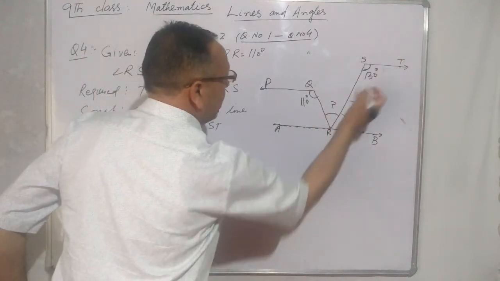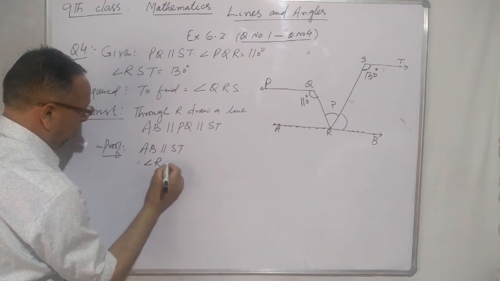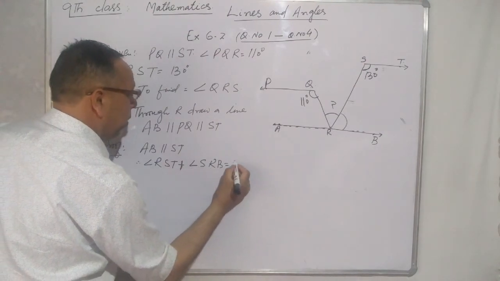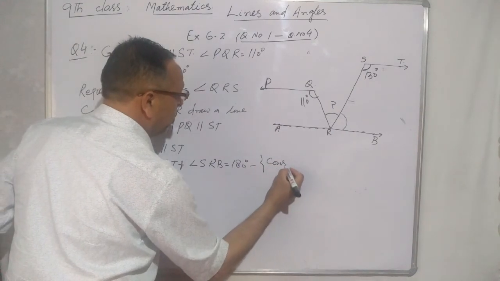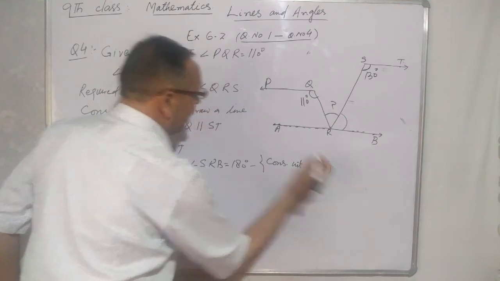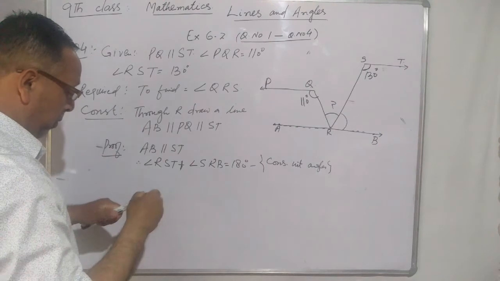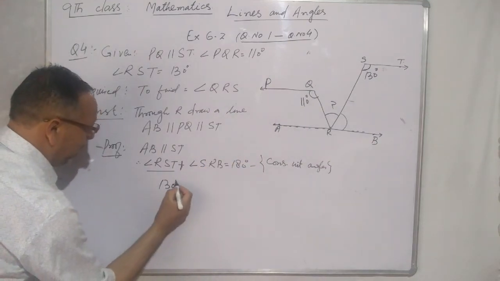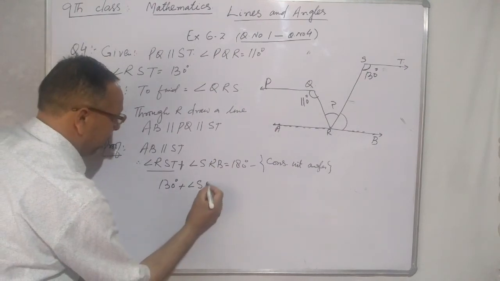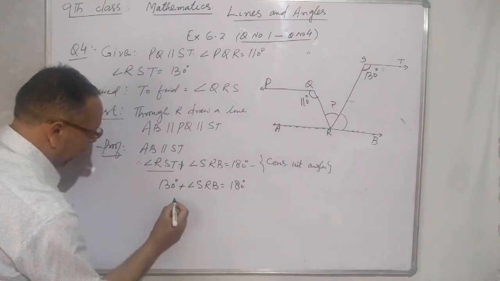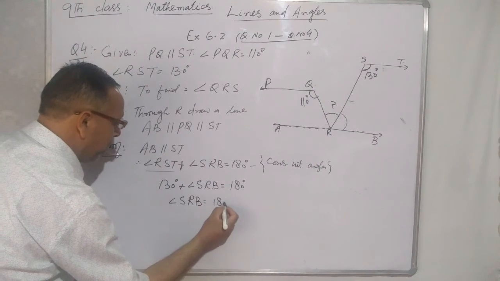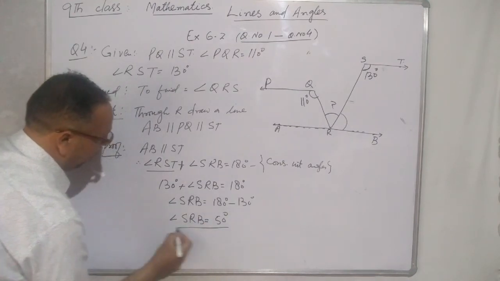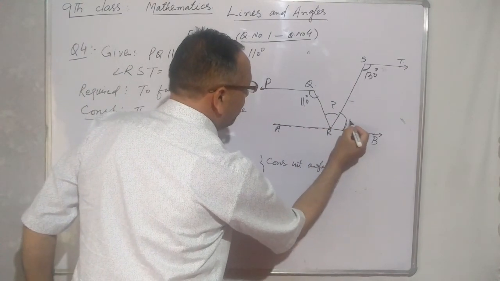Now, AB is parallel to ST. Therefore, angle RST plus angle SRB is equal to 180 degrees. These are consecutive interior angles. But angle RST is 130 degrees, it is given. That means 130 degrees plus angle SRB is equal to 180 degrees. That means angle SRB is equal to 180 degrees minus 130 degrees. Angle SRB is 50 degrees.